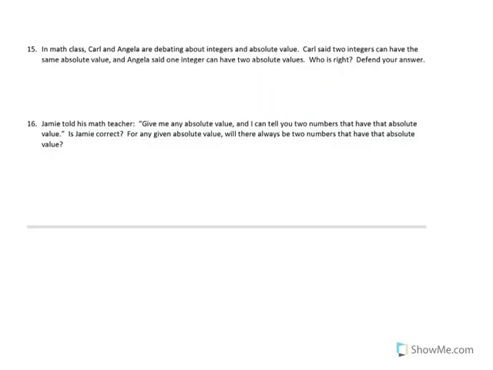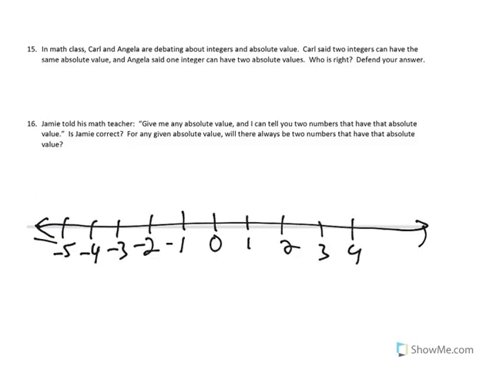All right. Now, in math class, Carl and Angela are debating about integers and absolute value. Carl said, two integers can have the same absolute value. And Angela said, one integer can have two absolute values. Who is right? And then we have to defend our answer. Well, if we have a number line down here, and we've drawn out some numbers, we want to test what Carl says versus what Angela says. Carl says that two integers can have the same absolute value. So the integer 2 and negative 2 would have the absolute value of 2, right? Angela says that integers can have two absolute values.